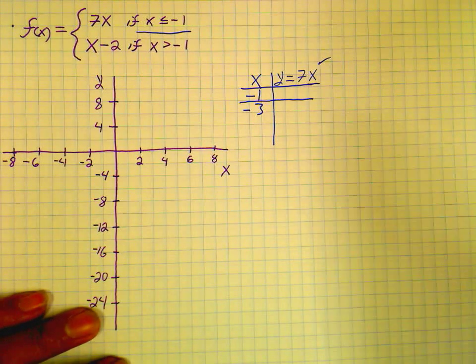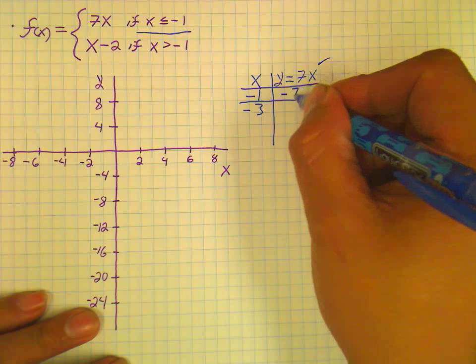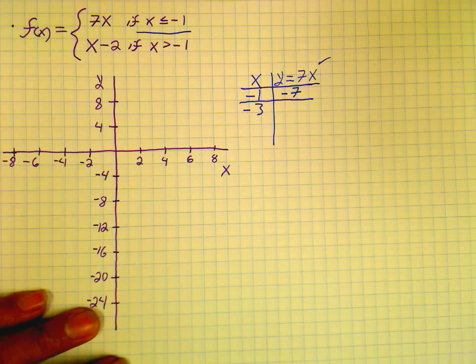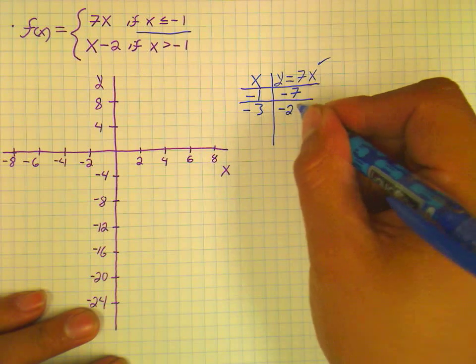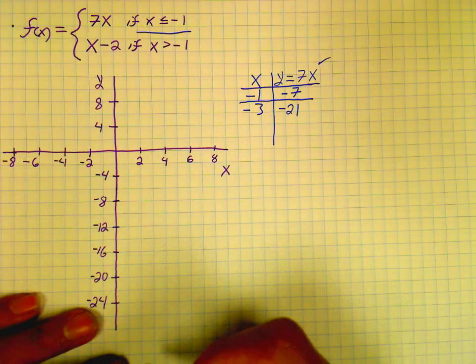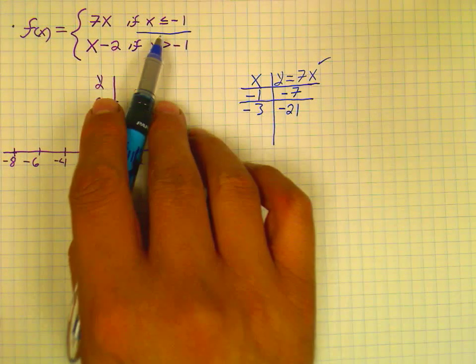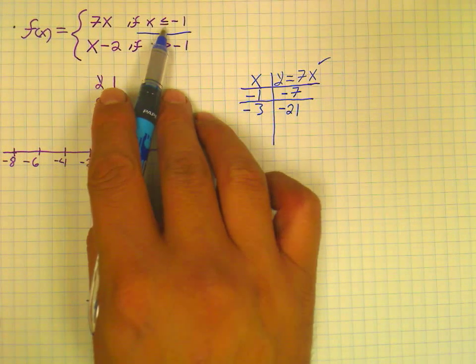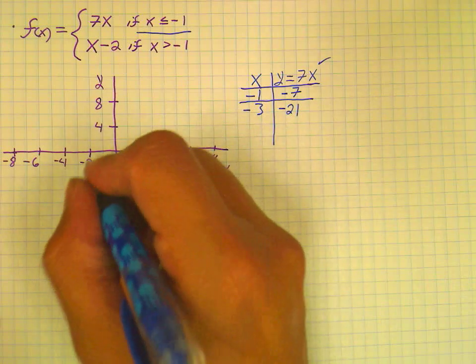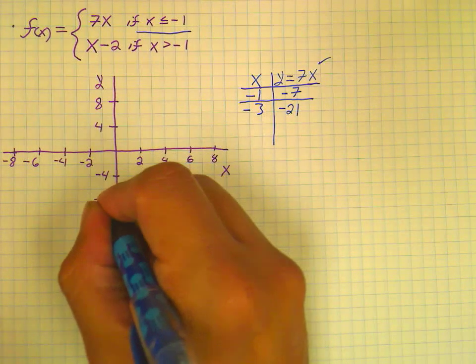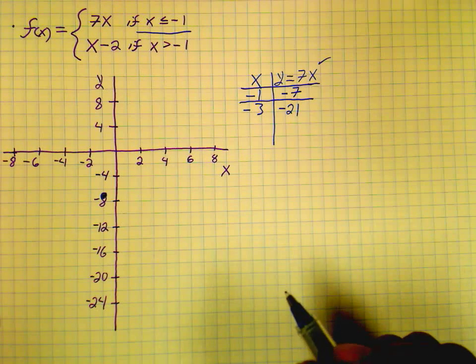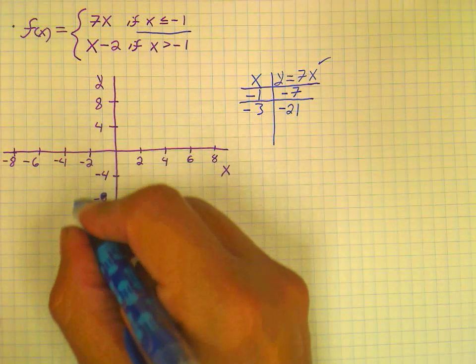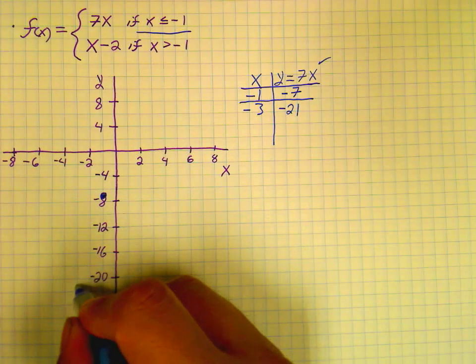So when I plug in negative 1, I end up with y equals negative 7. When I plug in negative 3, I end up with y equals negative 21. And I'm going to plot those points. Negative 1 is going to start with a closed point. So negative 1, negative 7 is approximately right here, closed point. Then I have negative 3 and negative 21, which is right about here.